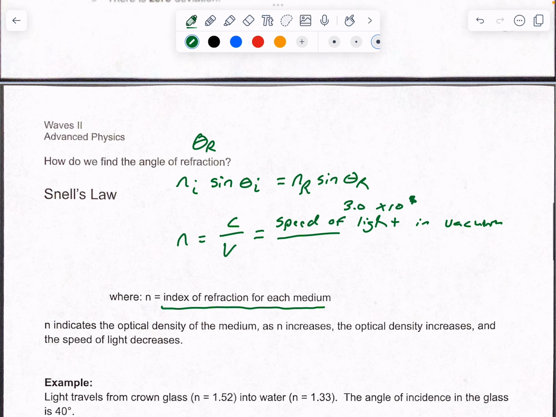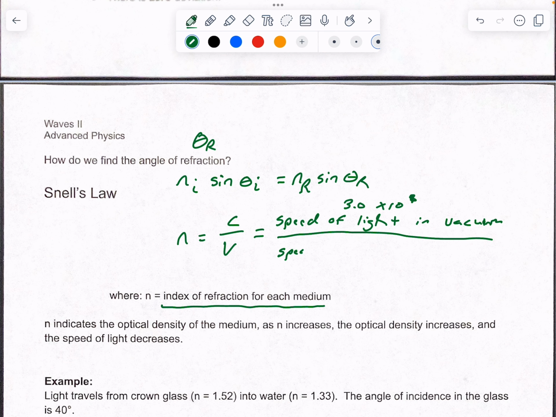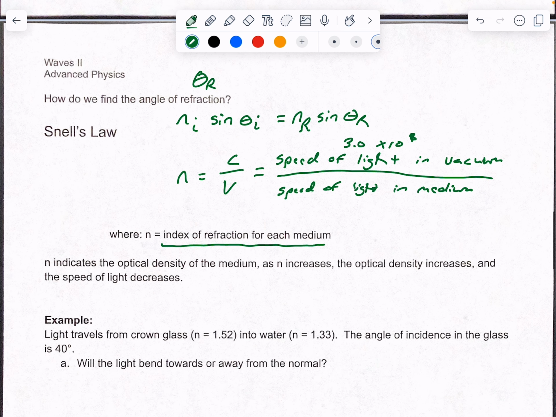Okay, and what you would do is you would divide it by the speed of light in the new medium that it's in. Okay, so let's say your speed of light in a piece of glass is 2.5 times 10 to the 8th. You would just take 3.0 times 10 to the 8th and divide it by 2.5 times 10 to the 8th. And that would basically give you your refractive index, or basically the density of the material and how well light travels in it. So here, again, it reflects optical density, so how dense it is, so how much is it going to slow down that light.